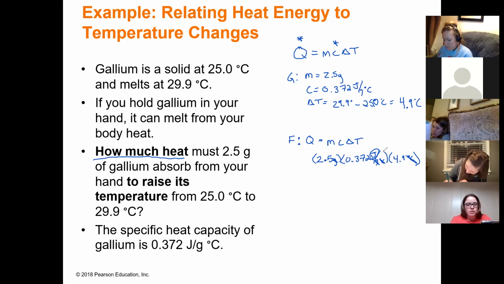So we multiply those together, 2.5 times 0.372 times 4.9. Just two sig figs, so 4.6, and the unit on it is a joule. So it takes 4.6 joules to raise 2.5 grams of gallium from 25 degrees Celsius to 29.9 degrees Celsius. These problems with specific heat are not dimensional analysis problems unless you have to do an initial conversion. They are plug and chug, right? You have an equation, you plug and chug it in.